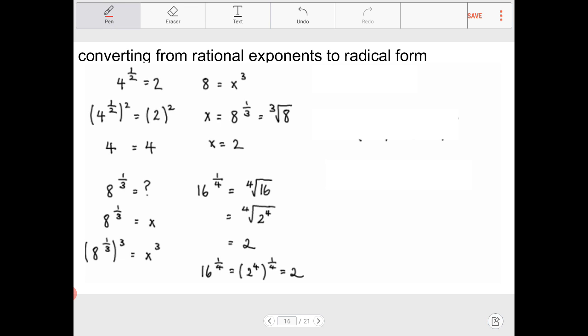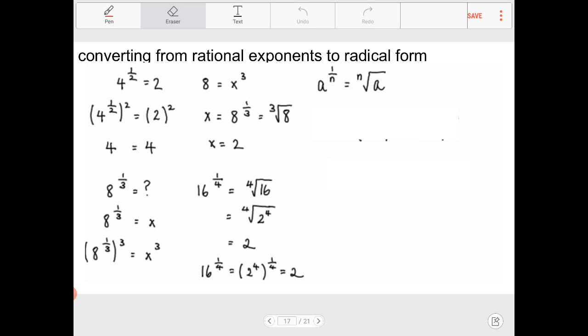So what does this all translate to? If I have a number a, and I'm raising it to the 1/n power, what does that translate to? That becomes the nth root of a. So this is the direct link between rational exponents and radical form. If I'm taking a number and raising it to the 1/n, that is equivalent to taking the nth root of a.